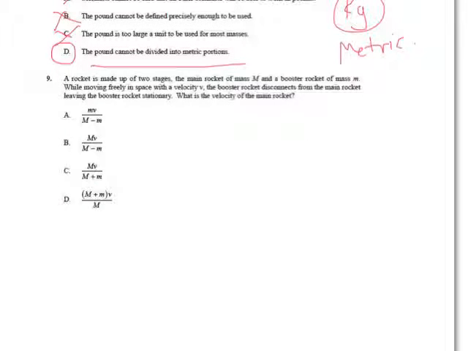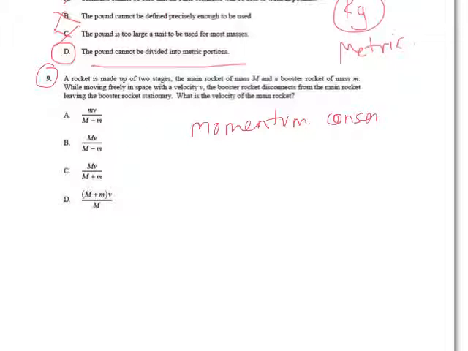Okay, so question number 9, which is a momentum question. You have a main rocket and a booster rocket at 2 different masses. The booster rocket disconnects from the main one, leaving one section stationary. What is the final velocity of the main rocket? So this is a momentum question, and as you know, momentum is always conserved.